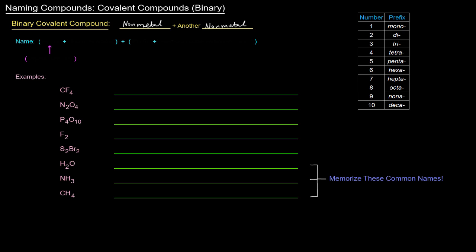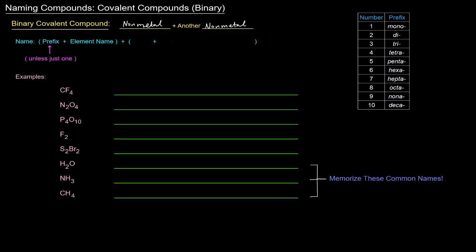The first one that we see, the first one listed in the formula, we're going to put a prefix indicating how many of them there are, unless there's just one, as far as the first element goes. And that prefix will be followed by the element's name. That'll be for the first element.